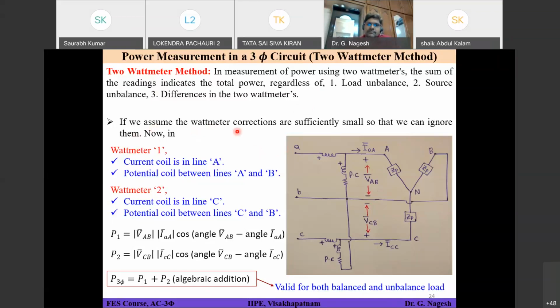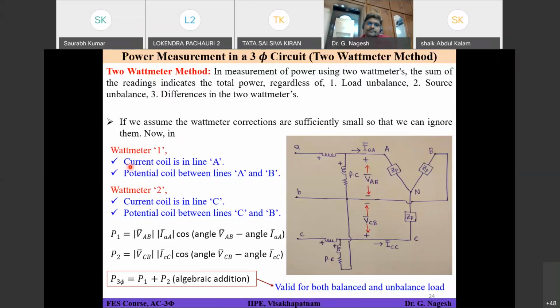If we assume the wattmeter corrections are sufficiently small so that we can ignore them, that means we are assuming there is no power consumed by the wattmeter. That is, we are assuming an ideal wattmeter, or the power consumed by the wattmeter is very small and can be neglected. Okay, so that is the assumption we are taking.